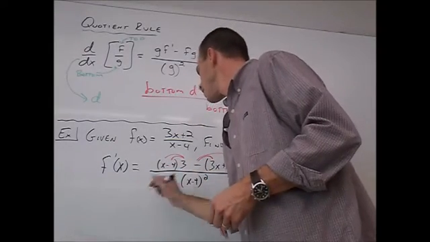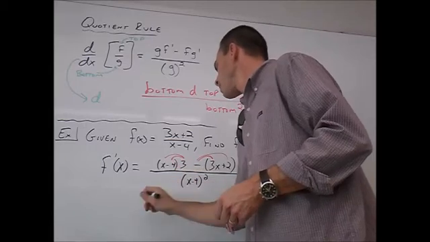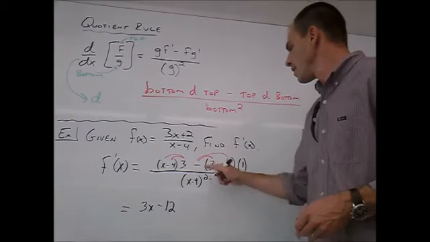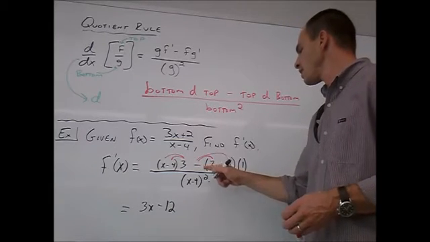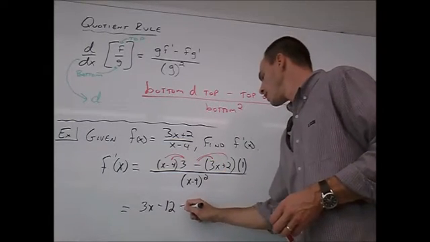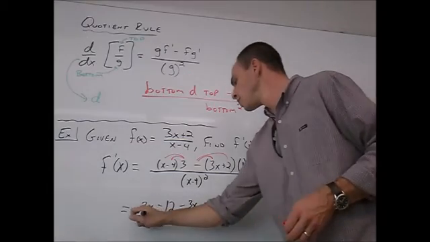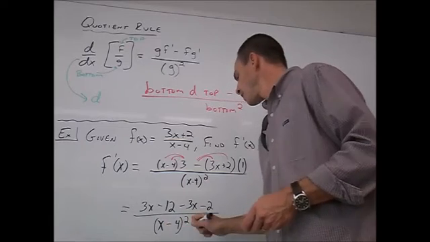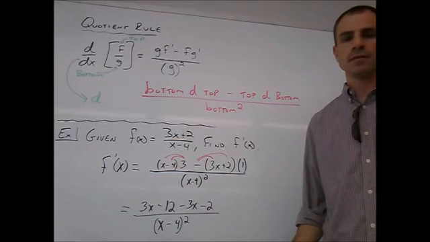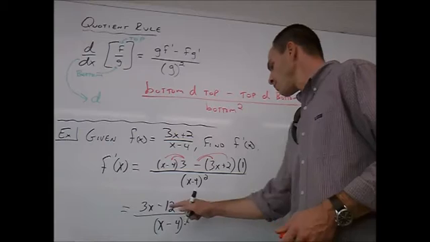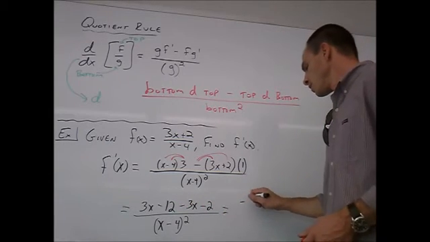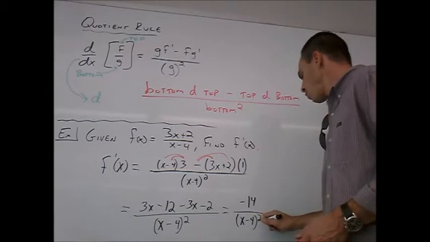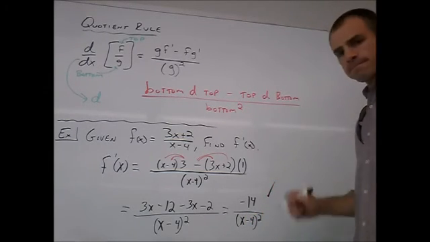If we do that, 3 times x minus 3 times 4. And then we are distributing the negative sign, minus 3x minus 2, all over x minus 4 squared. And what happens with the 3x's? Yeah, they cancel. So we're left with -12, take away 2 more, pretty sure that's -14, and we're over x minus 4, that quantity squared, and we're done.